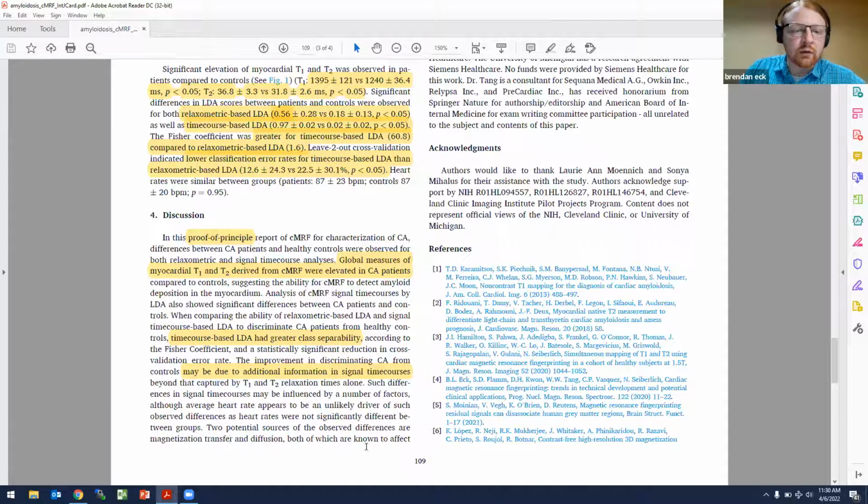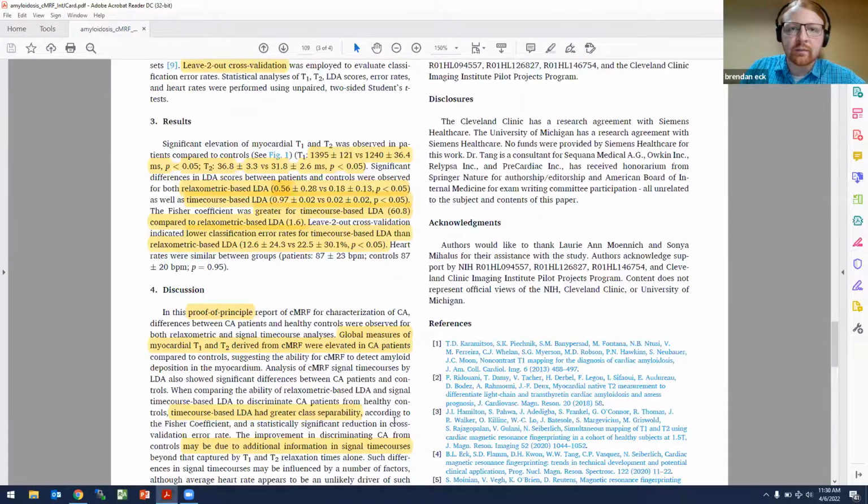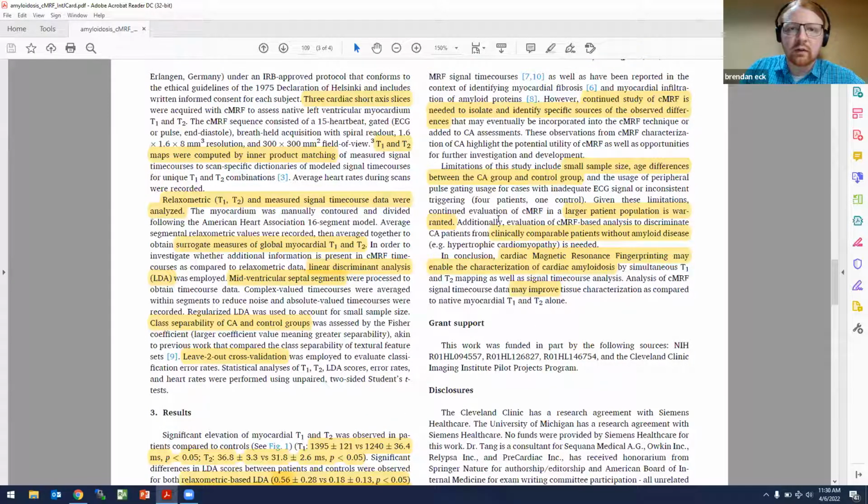Two potential sources of the observed differences are magnetization transfer and diffusion, both of which are known to affect MRF signal time courses and have also been reported in the context of identifying myocardial fibrosis and myocardial infiltration of amyloid proteins. However, we definitely need to continue studying cardiac MRF to isolate and identify specific sources of these observed differences. And eventually we could incorporate these mechanisms into the cardiac MRF technique, potentially optimizing the sequence that we use for amyloid assessment or other cardiovascular disease assessments.